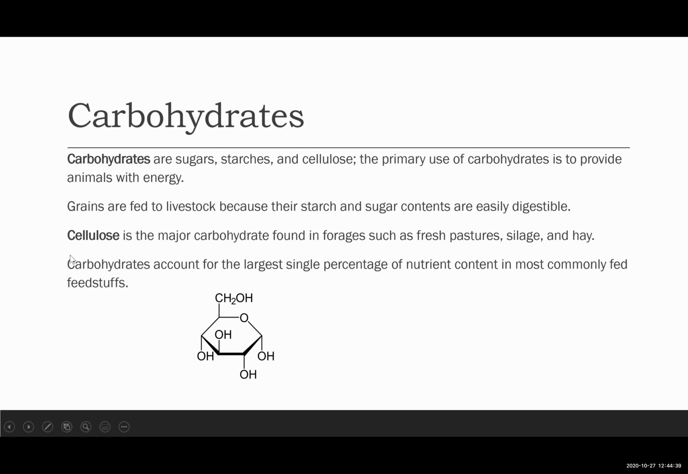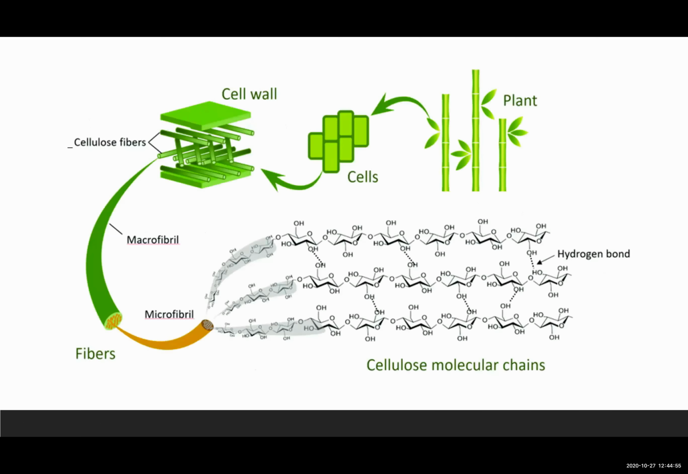Carbohydrates are what's most commonly fed in all of feedstuffs. So this is glucose. It is a simple 6-carbon ring, and it is basically the building block for everything that we're going to mostly be concerned with within animal science. Glucose builds into cellulose, and this is part of the plant wall.